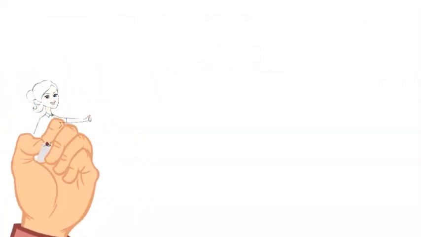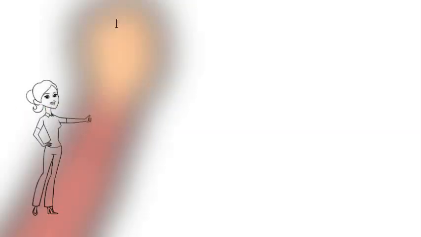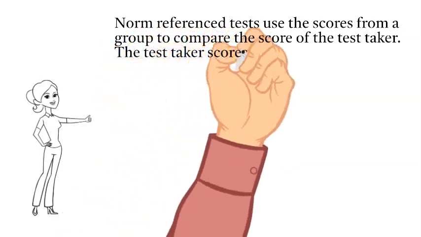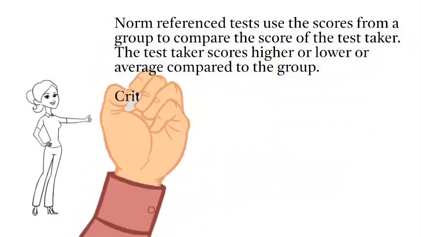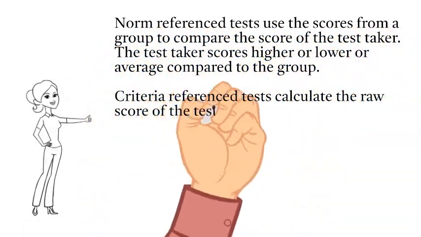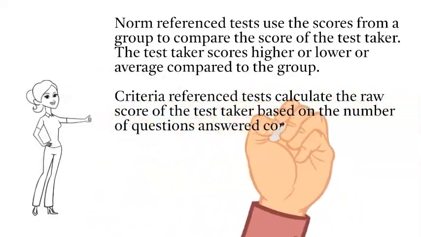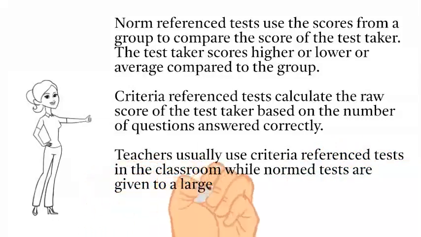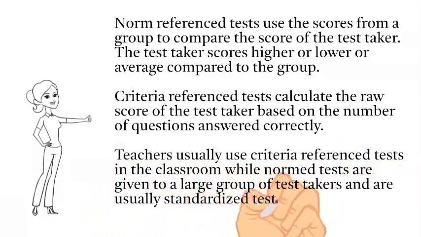Norm reference tests use the scores from a group to compare the score of the test taker. The test taker scores higher or lower or average compared to the group. Criteria reference tests calculate the raw score of the test taker based on the number of questions answered correctly. Teachers usually use criteria reference tests in the classroom, while norm tests are given to a large group of test takers and are usually standardized tests.